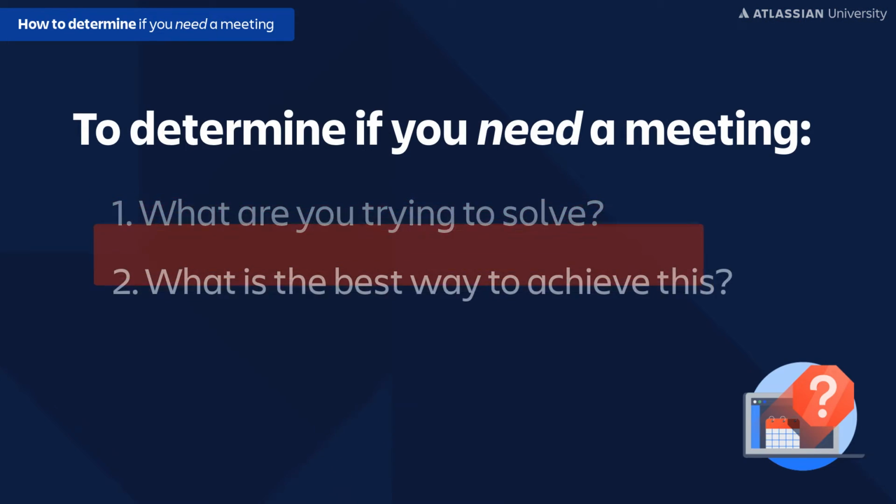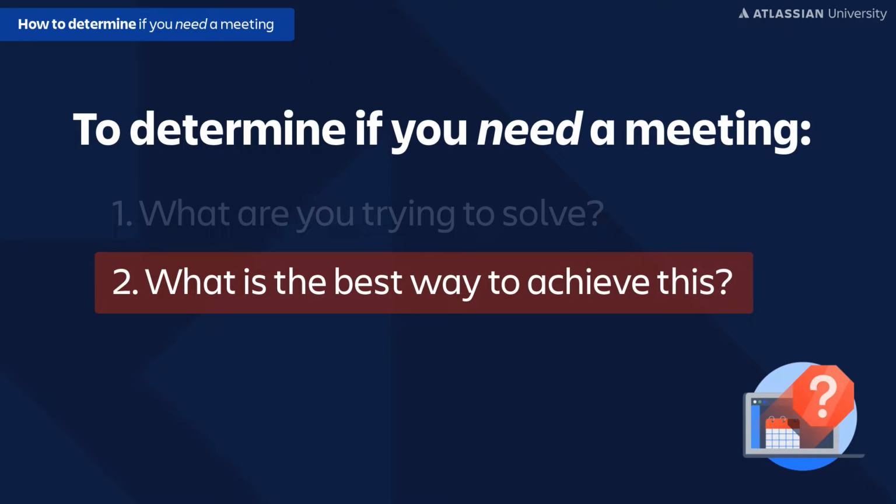Number two, what's the best way to achieve this? We always default to a meeting. So we have to change that behavior. Maybe it could be an instant message. It could be a Confluence page.